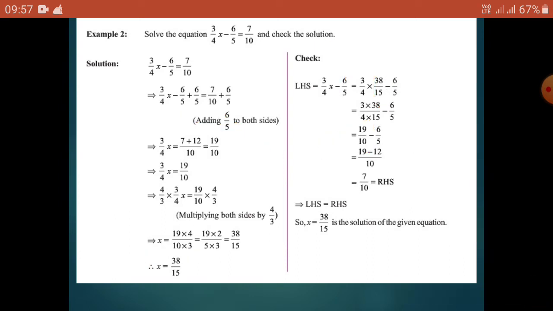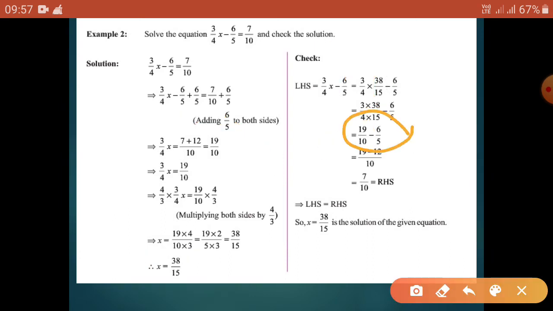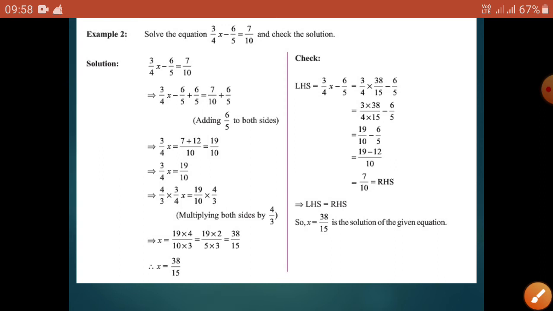So this gives us 19 by 10, and here it is minus 6 by 5. Again we have to find the LCM, and we know how to subtract those values. So we are getting 19 minus 12 by 10, that is 7 by 10, equal to the right hand side. Okay, so the left hand side and right hand side are equal, so we can say that x equal to 38 by 15 is the solution of the given equation. Got it? Pause it and watch the video again.